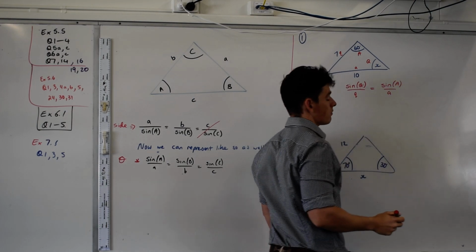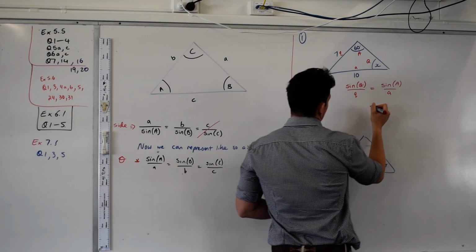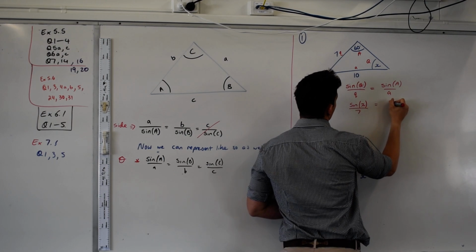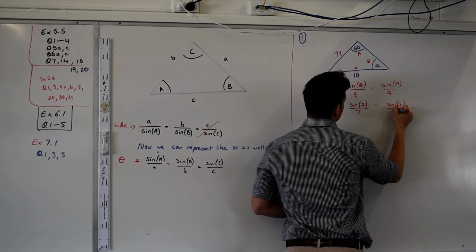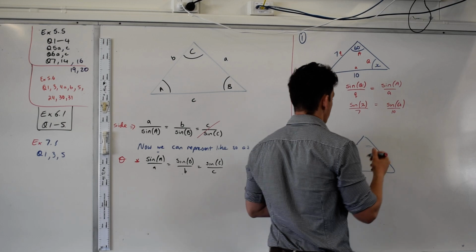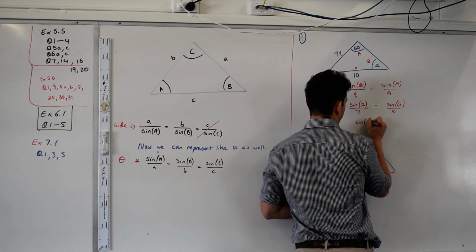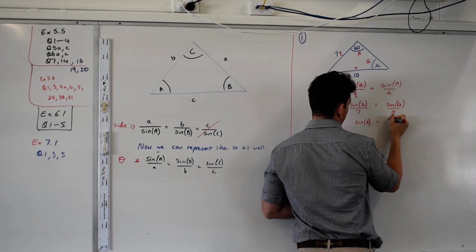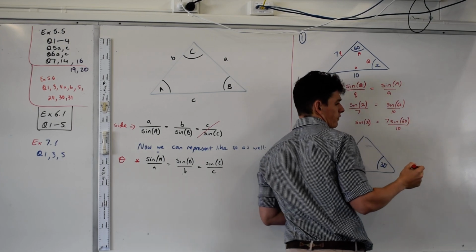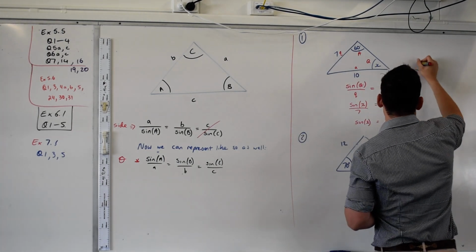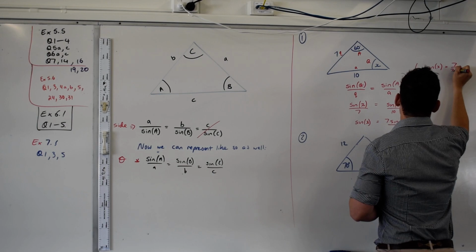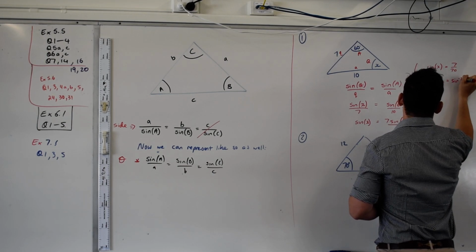I then replace those with the values. So I've got sine X over 7 is equal to sine 60 over 10. Good. That equals, sine 60 is a half, isn't it? Yep. And let's squiggle up here and keep going. Sine x is equal to 7 on 20. X is equal to sine inverse of 7 on 20.